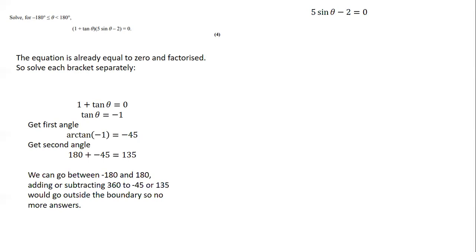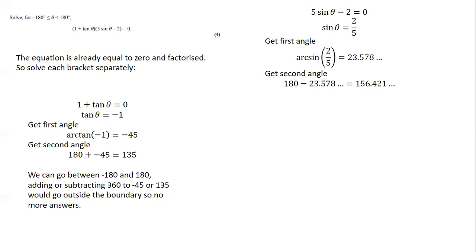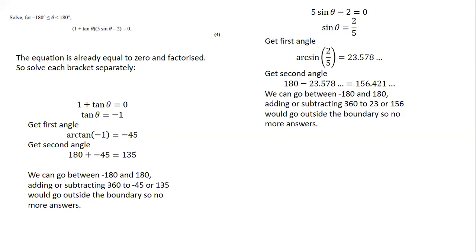So 5 sine theta, take away 2 equals 0. Get sine by itself, so 2 over 5. I get the first answer. Get the second one, so it's sine, so we take away from 180. And again, I can't add 360 or take away 360 to get any more answers in the region. So they're my only answers.